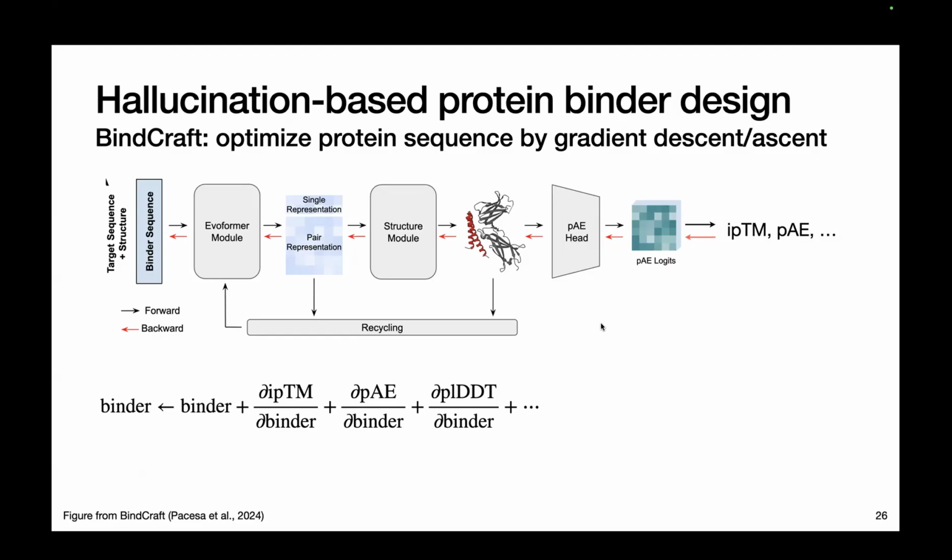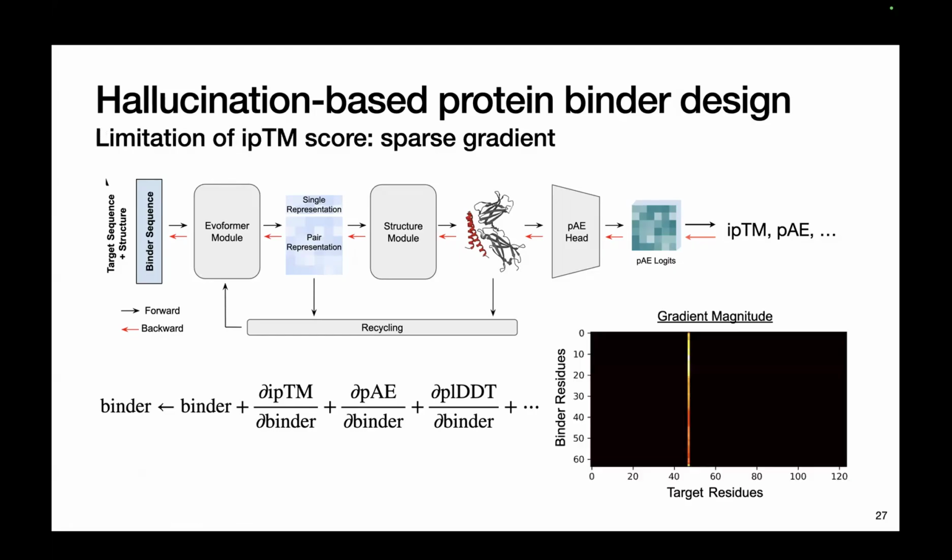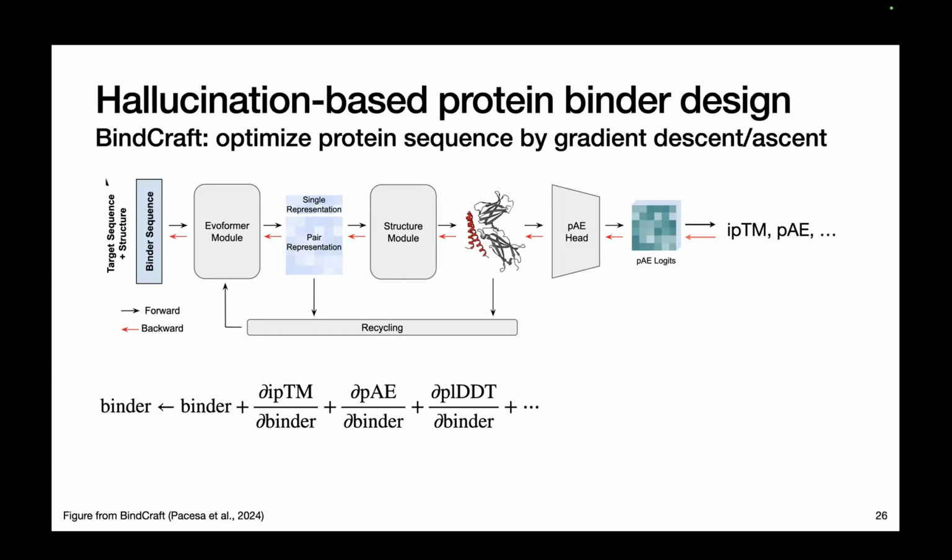So the basic idea of BindCraft, for those who don't know, is to basically iteratively update your binder sequence to improve these confidence scores. And the rationale behind this approach is people have found that these confidence scores like IPTM are quite predictive in binding. So they can predict protein-protein interaction or distinguish the binders from non-binders with a decent level of accuracy, right?